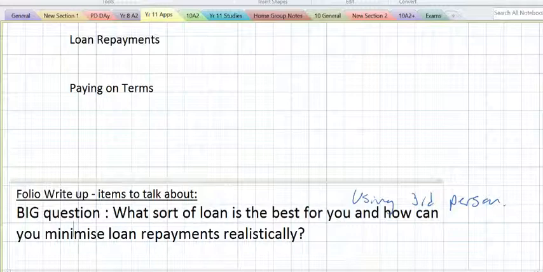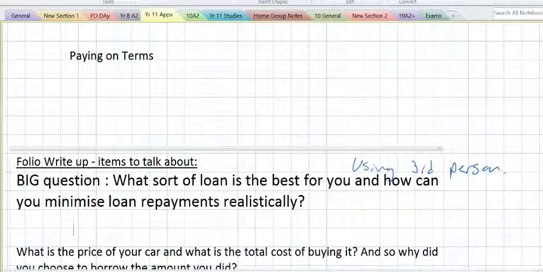Now, when you talk about it, it needs to be done in third person. So you can't say, this loan is the best for me, or I think this is the best loan for me. It all needs to be said in third person, which I know is tricky, but you can use sentences like, this is the best loan for a student just leaving school looking for their first car. Or you can talk about it in generalities. In general terms, not personally, alright? And that's what the rest of the folio is essentially centered on.